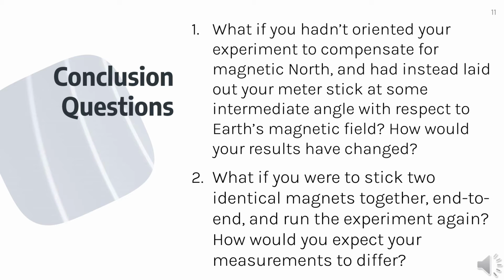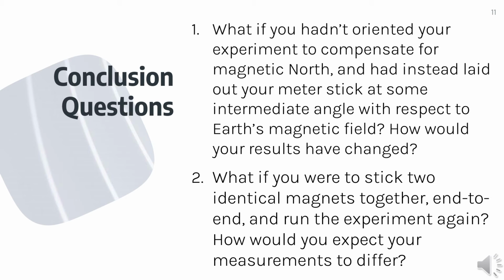The first question asks, what would happen if I just laid my meter stick at some intermediate angle with respect to the Earth's magnetic field? Well, if I hadn't oriented my experiment to compensate for magnetic north, I would have had to go back and correct my measurements in all 3 directions, instead of just in the y and z planes. On to the second question.